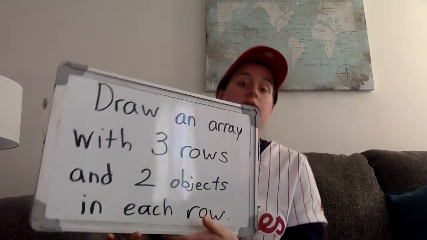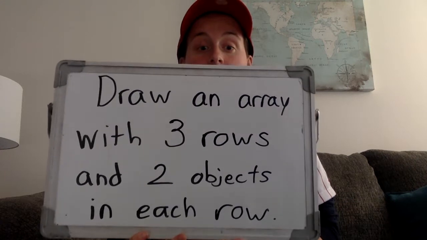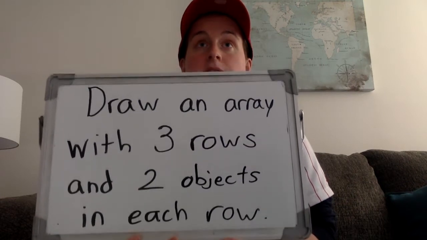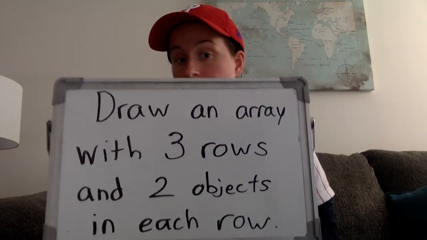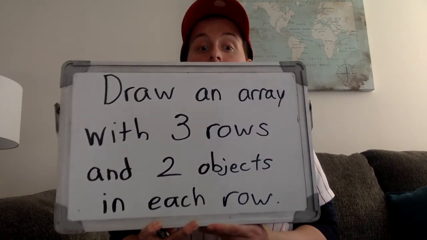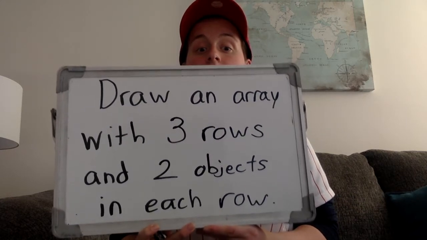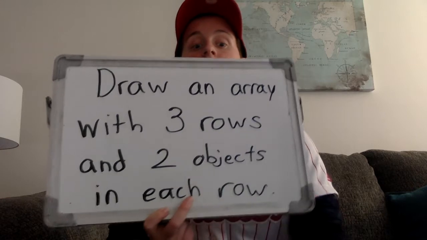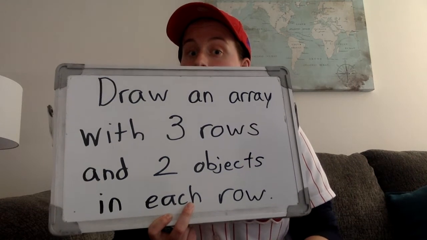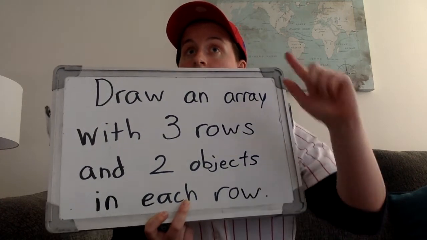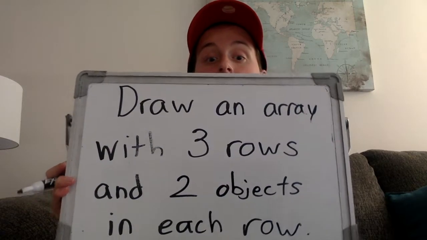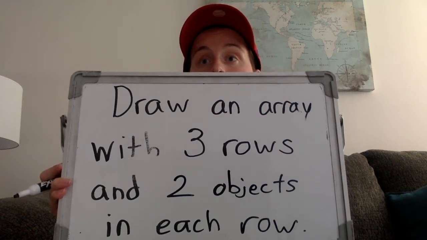Now, let's practice this. You're drawing an array with 3 rows and 2 objects in each row. So remember, an array is a way of showing equal groups, but you have rows of the same amount of objects. So you're drawing an array with 3 rows and 2 objects in each row. All right? When I say go, pause the video, do the work, and hit play when you're ready to see if your work was correct. Go. All right, so if you're watching again, then that means you should have done the work yourself. If you're not ready, hit pause, and then hit play when you are.